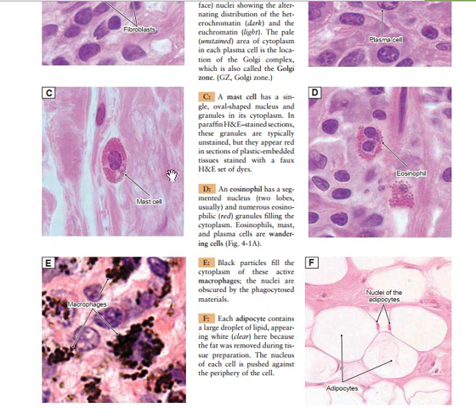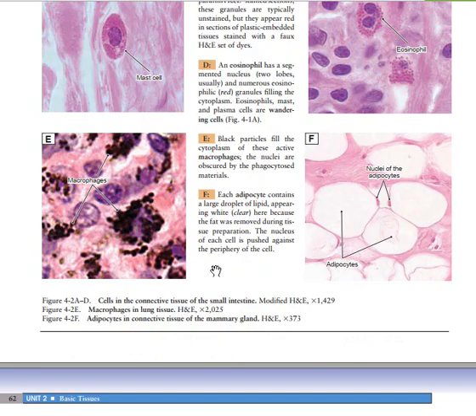Now, both the mast cells and eosinophils have eosinophilic granules, that is pink granules. The difference between eosinophil and mast cell is that the eosinophil, though it has pink, eosinophilic granules, has a multi-lobed nucleus, that's a two-lobed nucleus. That's the main difference between mast cells and eosinophils.